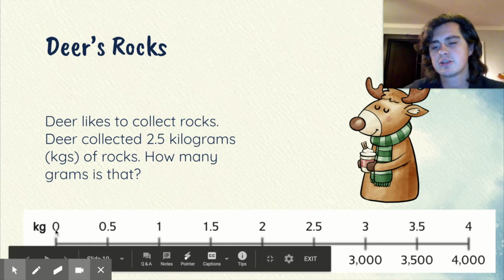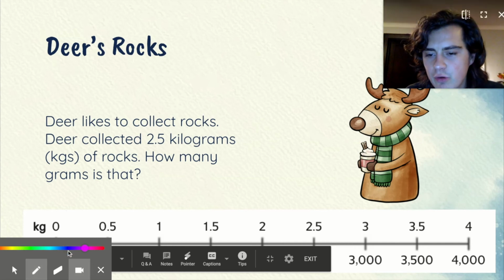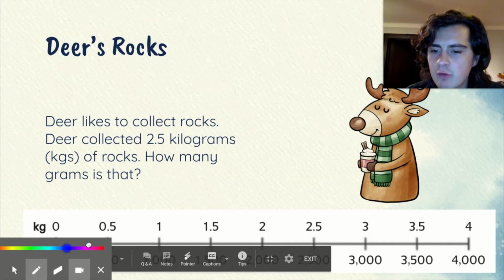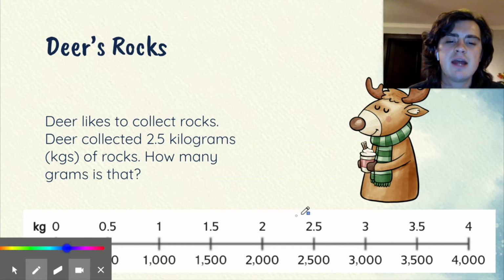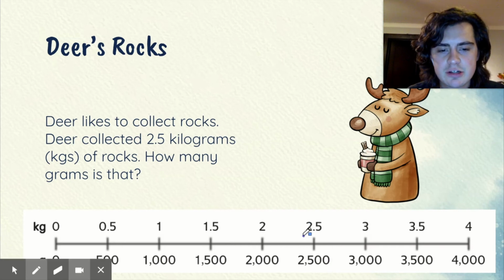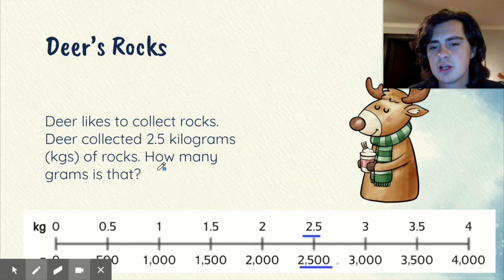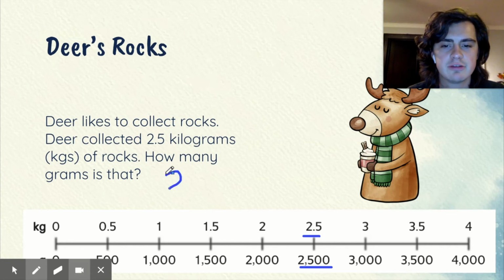First, we'll check out this little graph we've got here at the bottom. Sorry about this toolbar again. We've got kilograms, and we need to find 2.5 on here. Here it is, 2.5 kilograms. And we need to look at the bottom. If we look at the bottom, we see that would be 2,500 grams. So our answer would be 2,500 grams.